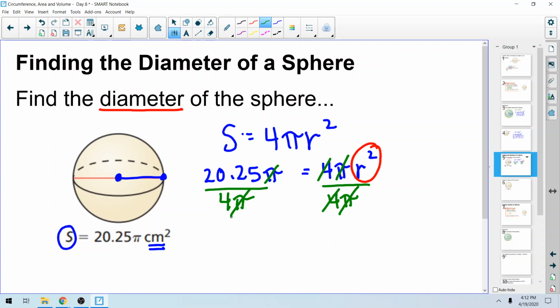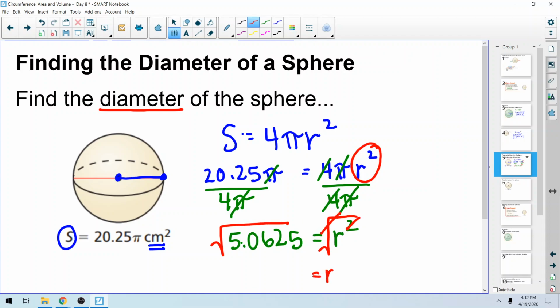So 20.25 divided by 4 is 5.0625 equals, and then the only thing I have left is r squared. Now I have to get rid of the squared. Opposite of squaring is square root. So the squared will cancel the square root, and I'll be left with r. So I'm going to take the square root of 5.0625, which is 2.25, which is the radius of my sphere. So I'm going to come back here, 2.25.